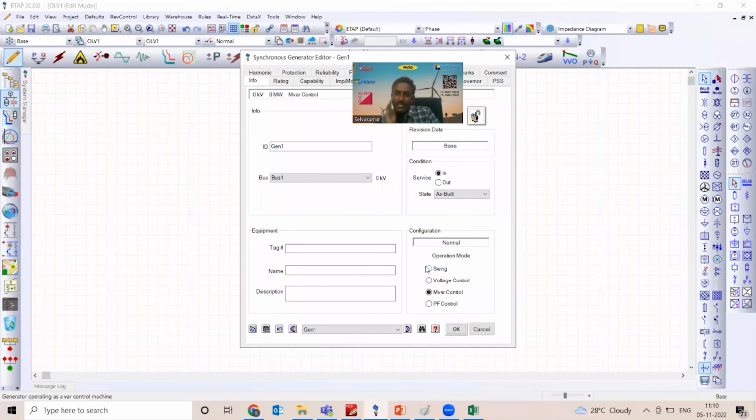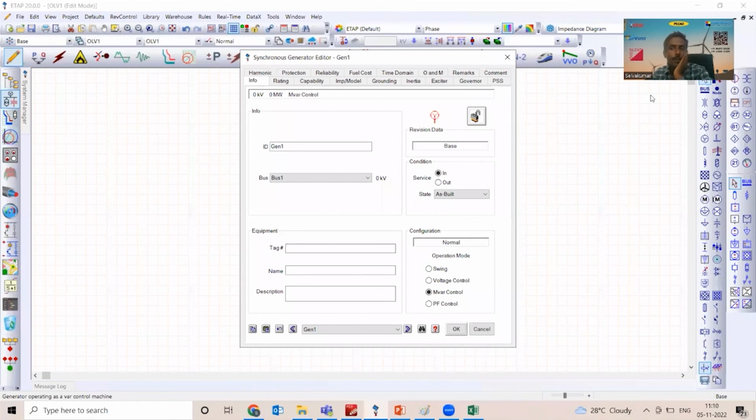And let's ask, this is AVR mode, then what is governor mode? Governor can probably operate in two different modes: one, constant frequency mode or constant power mode, and over and above this it can probably operate in a droop mode also.